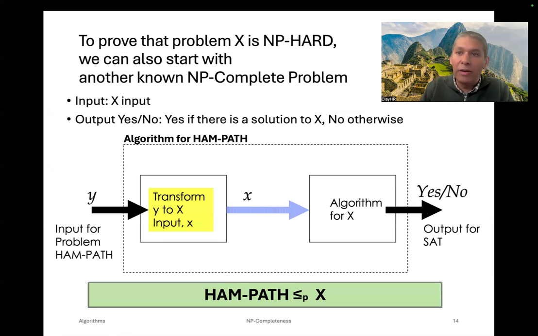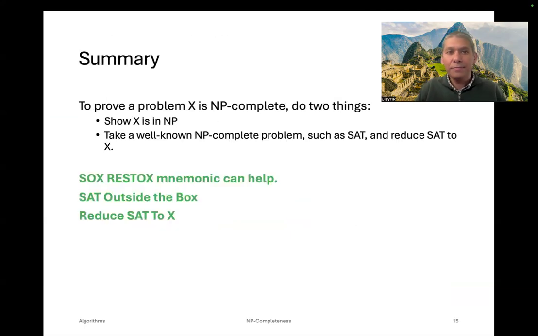And in this diagram here, instead of using SAT, we're using the Hamiltonian path problem as our starting problem and doing the reduction from the Hamiltonian path to the problem X. This is perfectly acceptable as well. And in fact, you should try to use whatever you think is going to give you the easiest reduction, whatever you think is the closest problem to this given problem X.